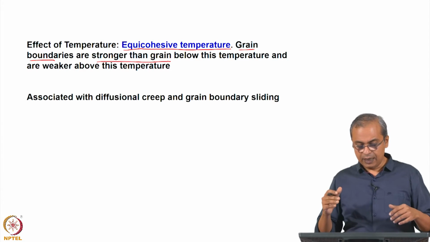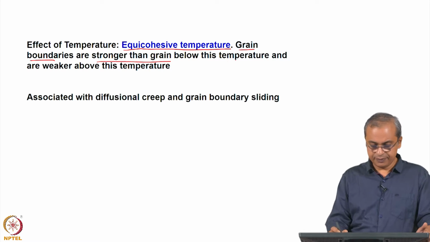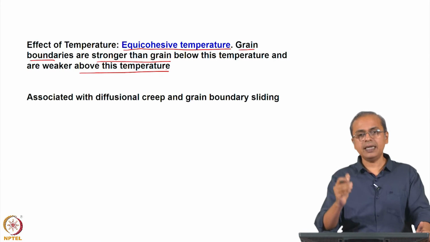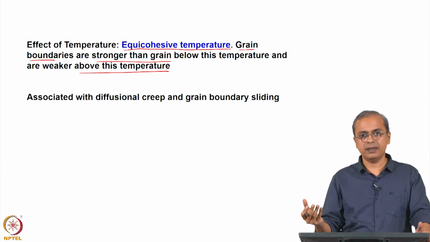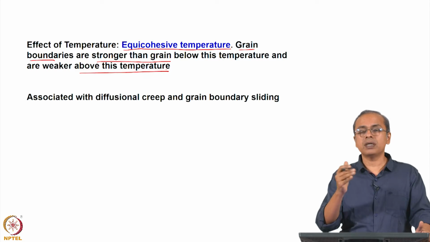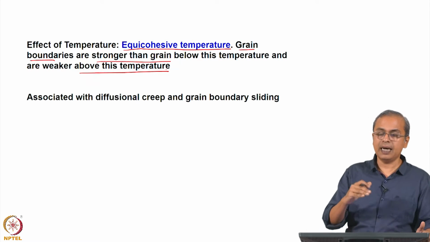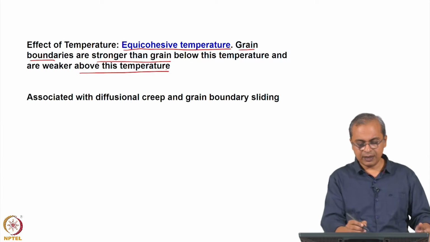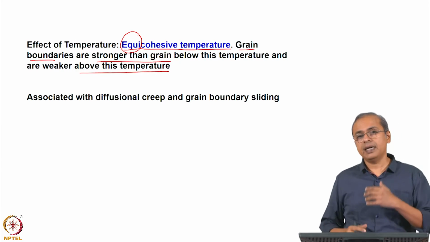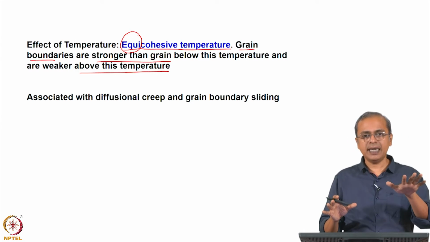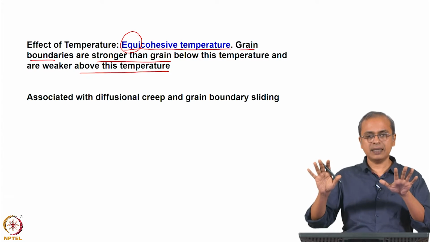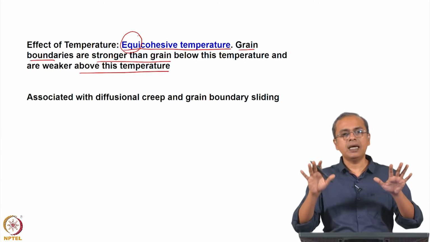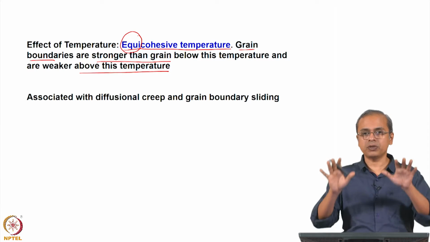than the grain. If you go to temperatures above the equicohesive temperature, then it turns out that the grain boundaries are weaker than the grain. So, for the same material, having more grain boundaries makes the material weaker at higher temperatures. Okay. So, the term equi means something is equal. It means that at the equicohesive temperature, the grains are roughly as strong or as weak as the grain boundaries themselves. So, both the interior of the grain as well as the boundary have roughly the same contribution to the strength of the material.